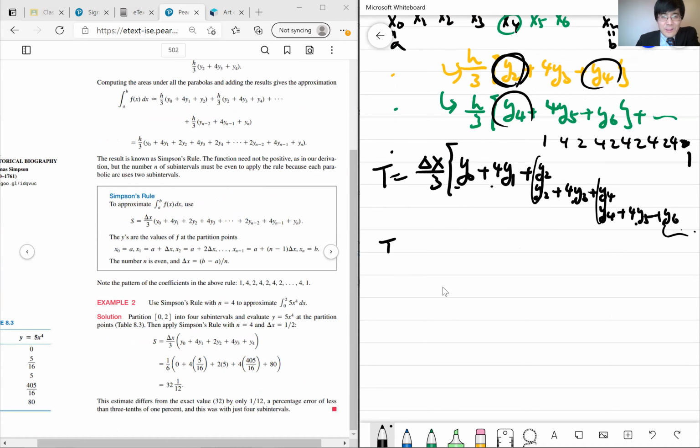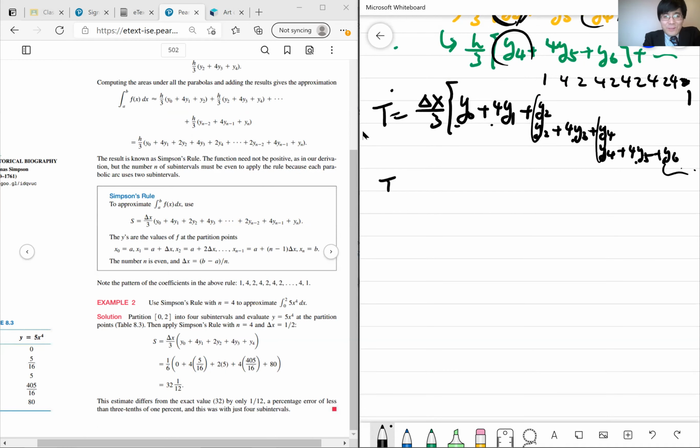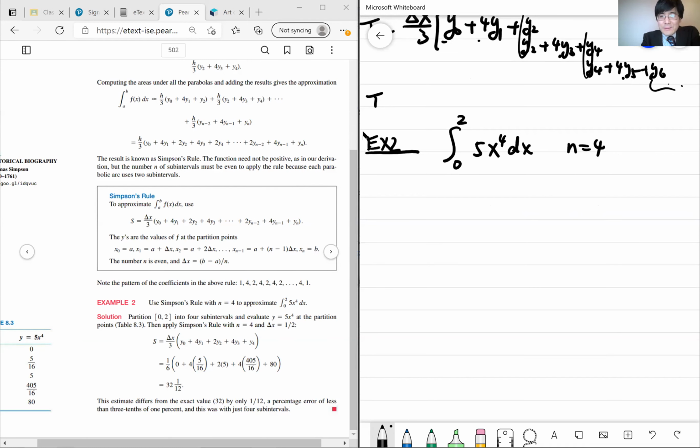Now, let's look at example 2, how we do the computation by hand. We don't want to do it by hand, but let's do it by hand to understand what's going on. So it's going to be the integral from 0 through 2 of 5x to the fourth dx. And let's use the number of intervals n equal to 4. What is delta x? It's b minus a over n, which is 2 minus 0 divided by 4. So each interval has a length of 1/2.